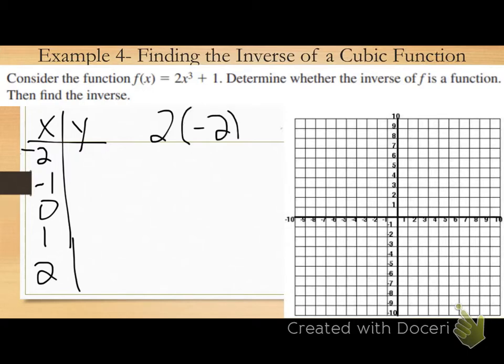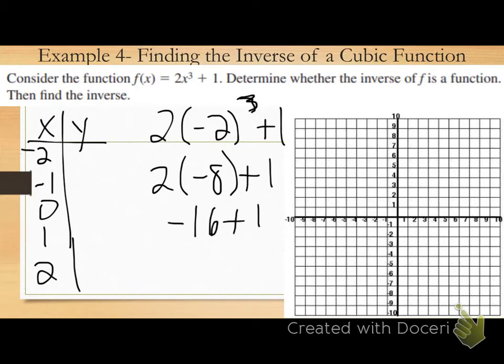If I plug -2 in, what's negative 2 cubed? Positive or negative? Negative 8. 2 times negative 8? Negative 16. Negative 16 plus 1. Negative 15. So there's my first ordered pair.